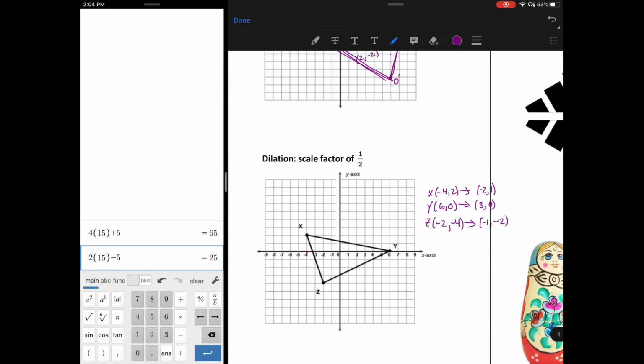So I'm going to plot all of those points on my coordinate plane. So negative 2, 1 is right here. That's my new x. My new y is at 3, 0. And my new z is at negative 1, negative 2. And now I've dilated my figure.